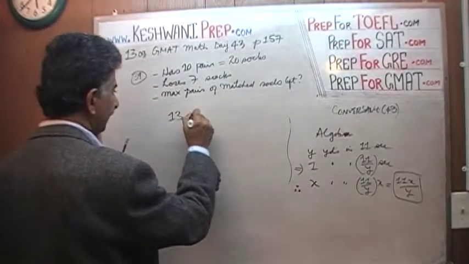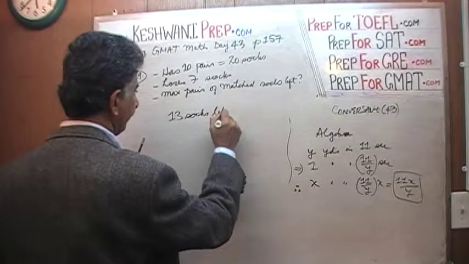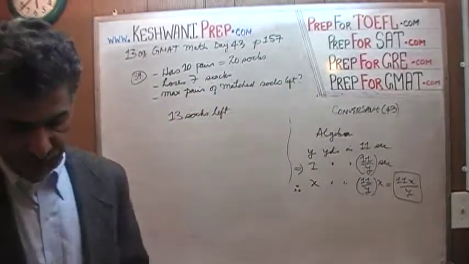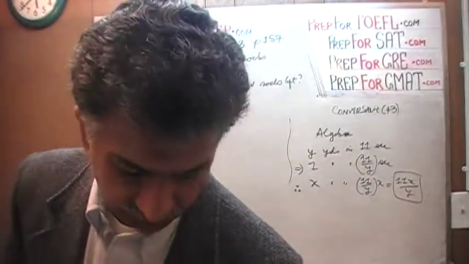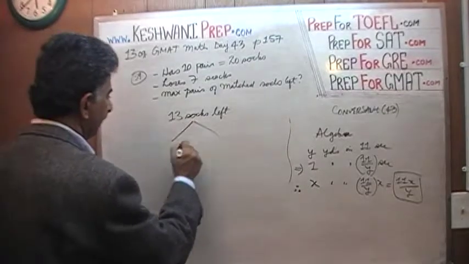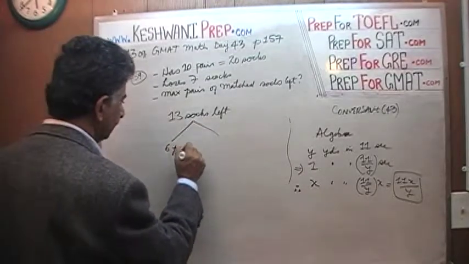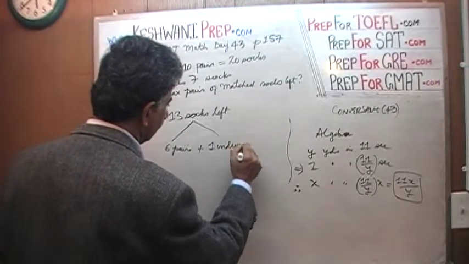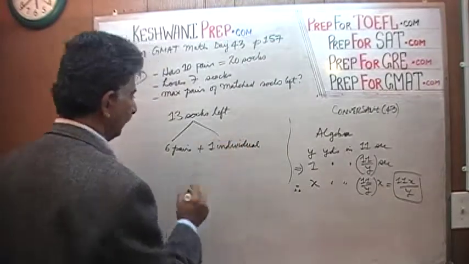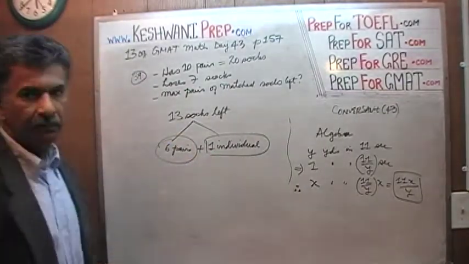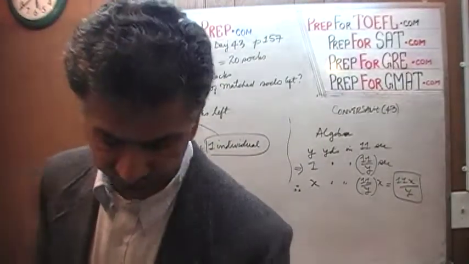He has 13 socks left. The question is, what is the maximum pairs of socks left? It's very simple. Since he has 13 socks left, and since you want the maximum pairs, you can have 6 pairs and 1 individual. So he will have 1 odd sock left, which is not matching, but he will have 6 pairs. That's the best case scenario.